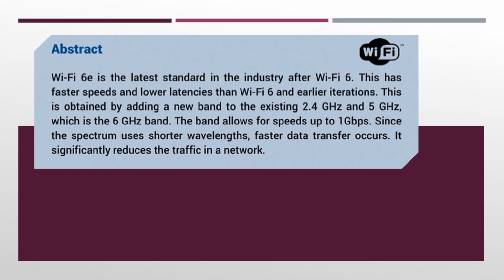The band allows for speed up to 1 gigabits per second. Since the spectrum uses short wavelength, the faster the data transfer occurs. It significantly reduces the traffic in the network.